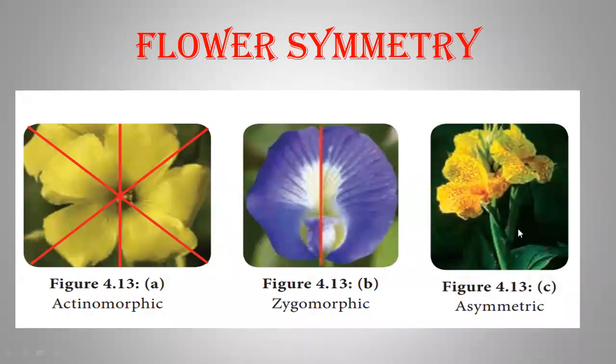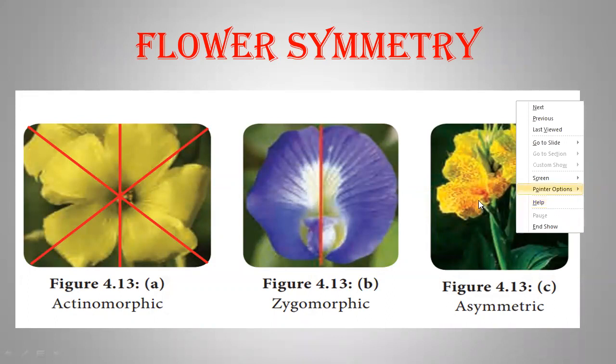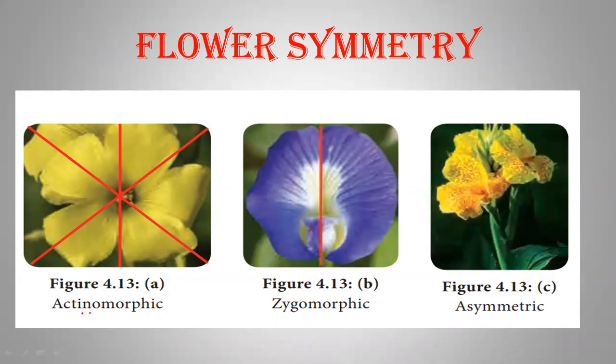Now, on the basis of symmetry, flowers are of three types: actinomorphic, zygomorphic, and asymmetric. So actinomorphic is the flower which can be divided into two equal halves from any plane passing through the center. This is also known as radial symmetry. Examples are mustard and dhatura.